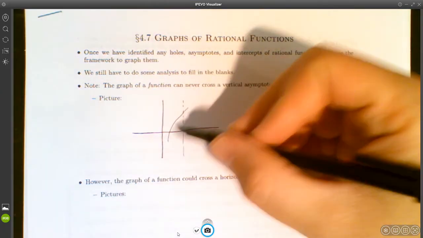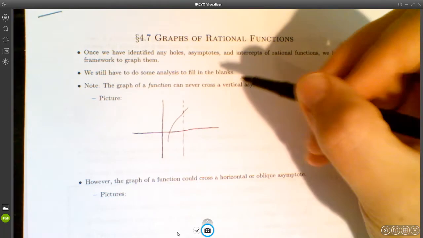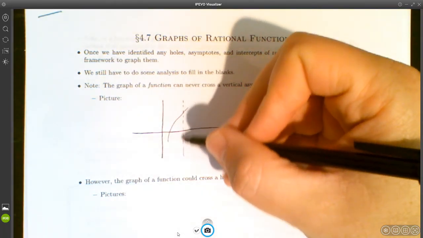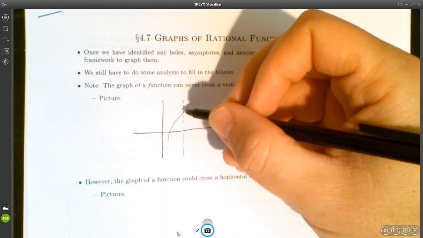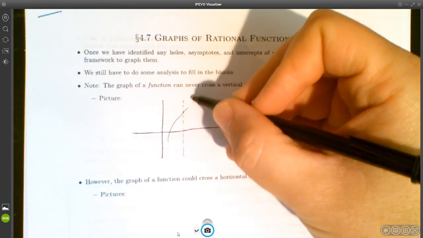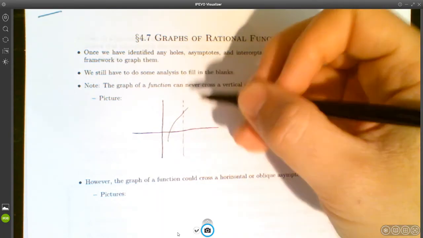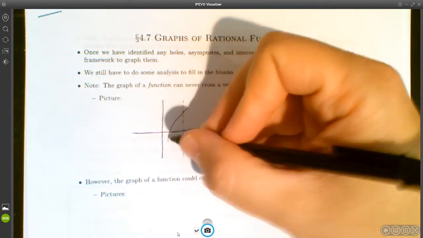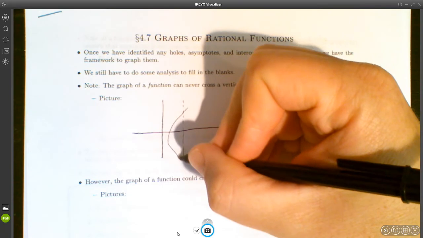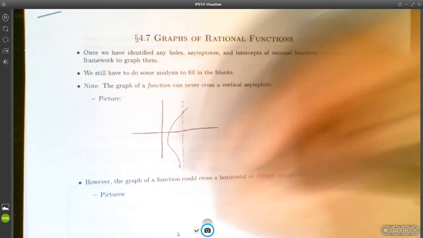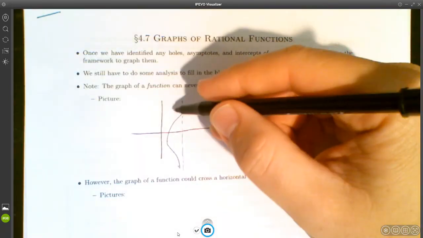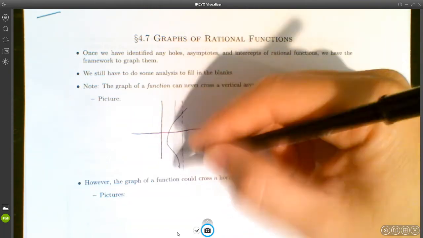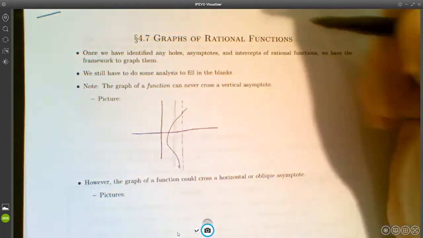Now, you know that a function can never cross a vertical asymptote because the vertical asymptote is telling us that at some point the graph is going to start getting closer and closer to this line. If it crossed over it, even if it got closer and closer, let's say down here, like that, this would not be a function because it would fail the vertical line test, right? So remember, functions have to pass the vertical line test. This would fail the vertical line test.